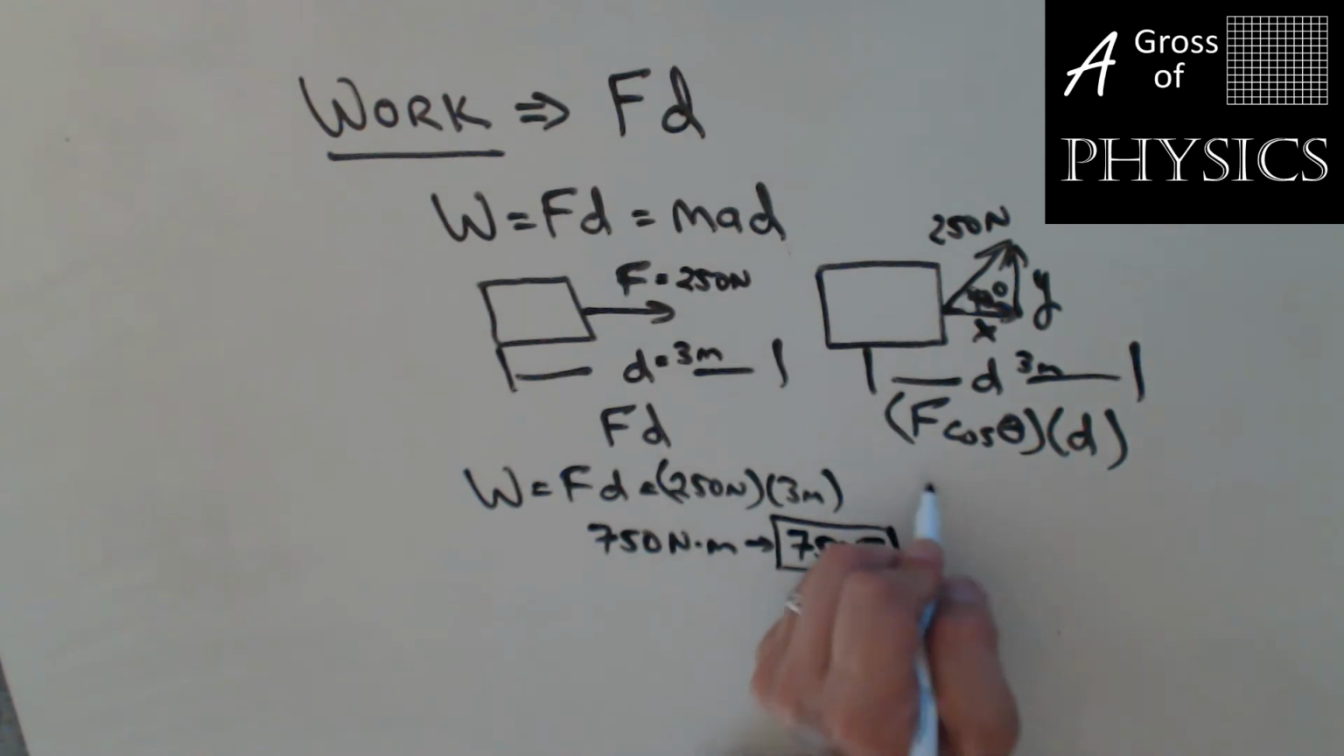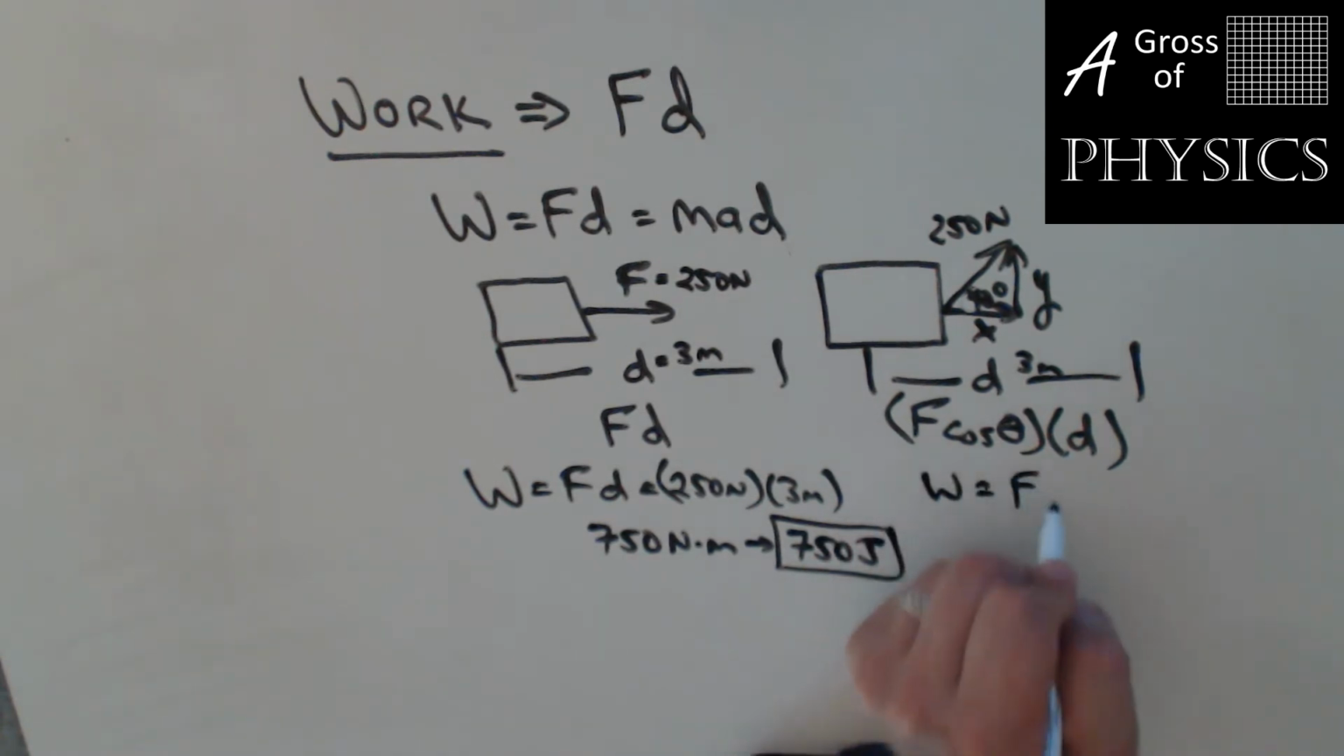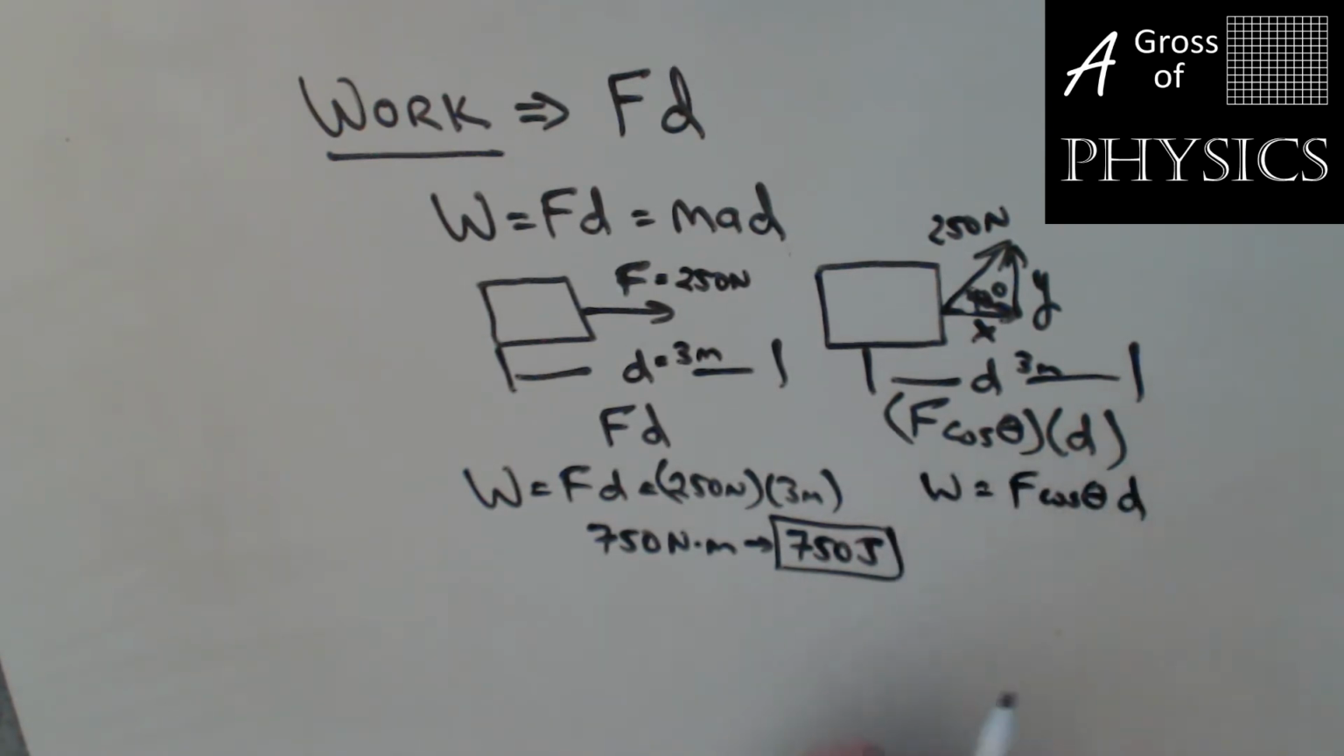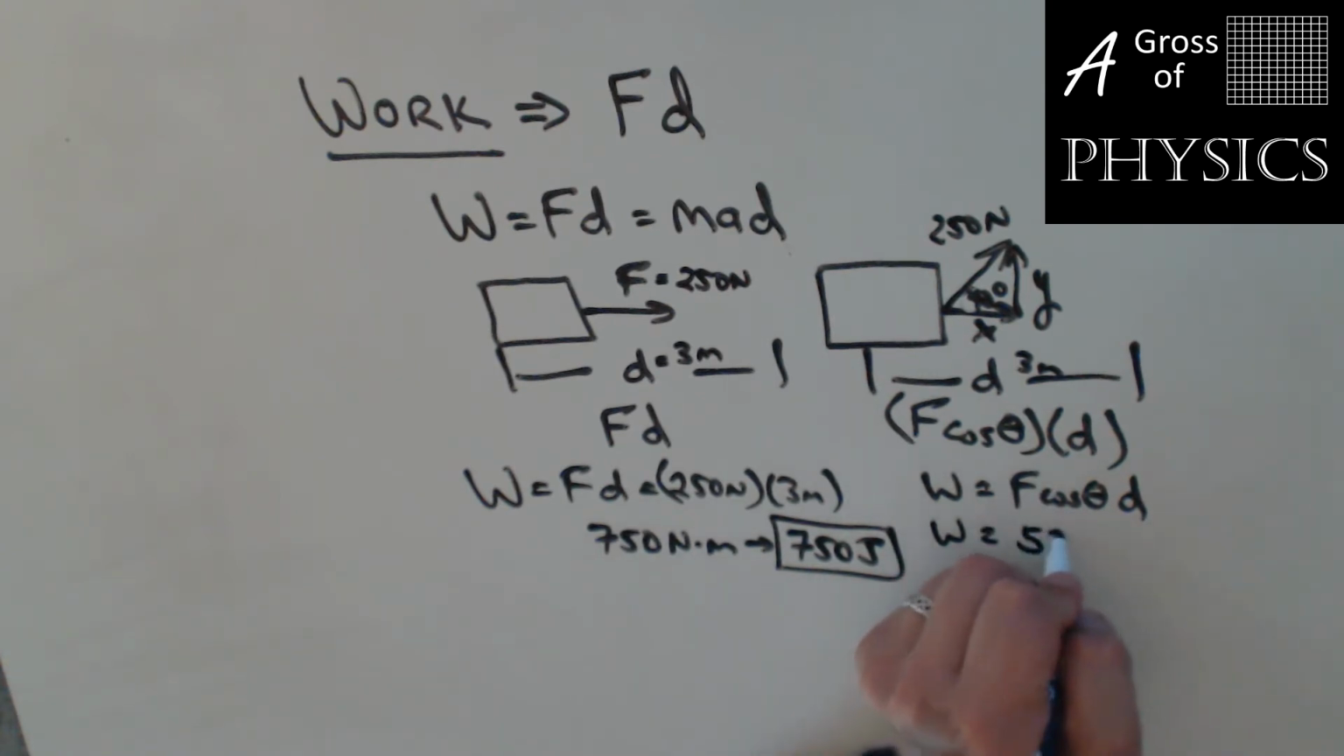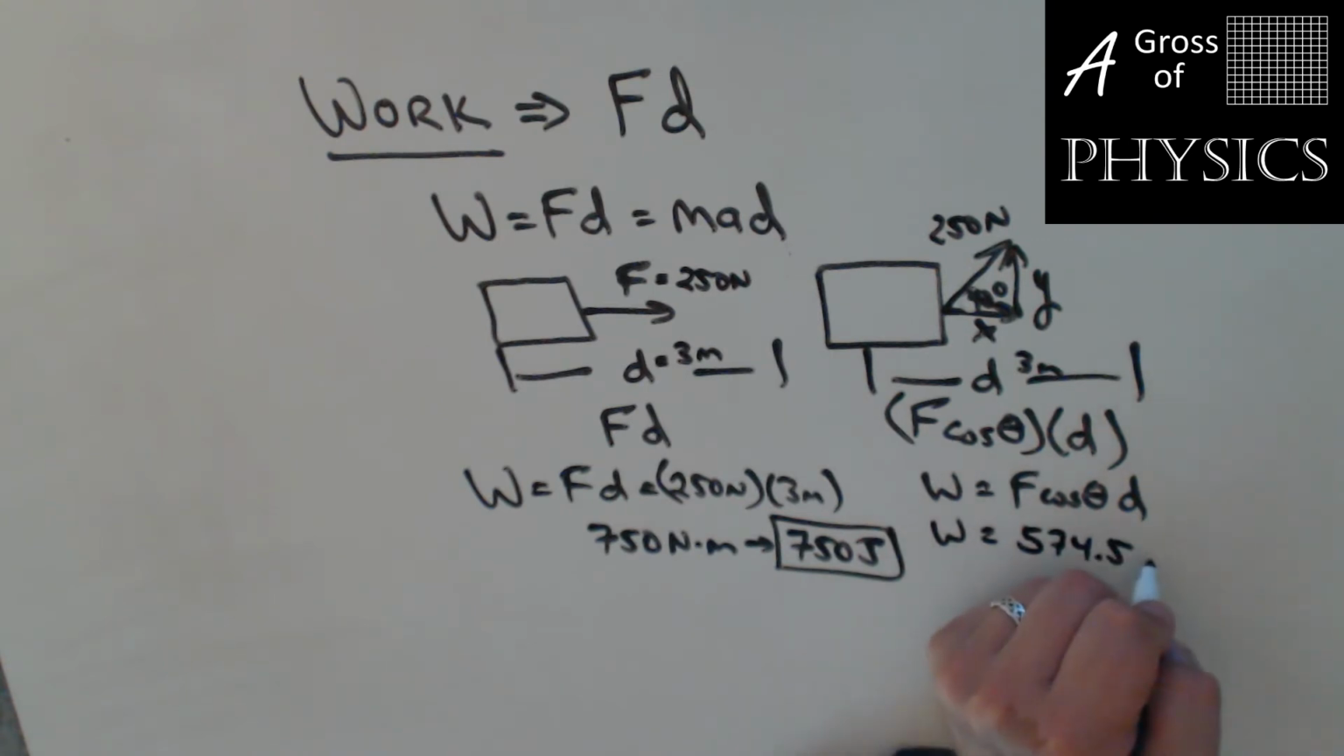For the other one, W equals F cos theta d. And you could break it into legs first and then just plug the number in here. But what I'm going to do is just continue on with my 250 times cos 40, and then multiply that by 3. And in this case, you have 574.5 newton meters, or 575, we'll just round it, joules.